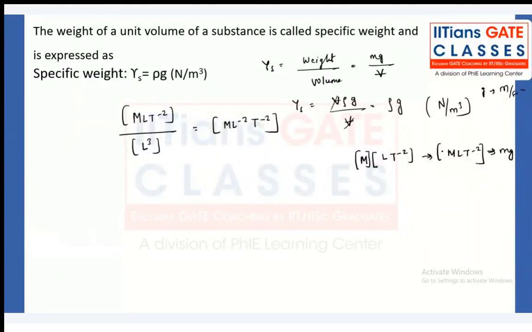Which one is the second formula here? Gamma s. What is gamma s? Weight per unit volume. What is the weight of any fluid? mg. mg over volume. What is the mass? You know that it is volume into density, into g. So volume and volume will cancel out. We are left with rho into g, right? What is the unit? Newton per meter cube. If you write in dimension format, it should be ML minus 2 T minus 2. Getting my point?